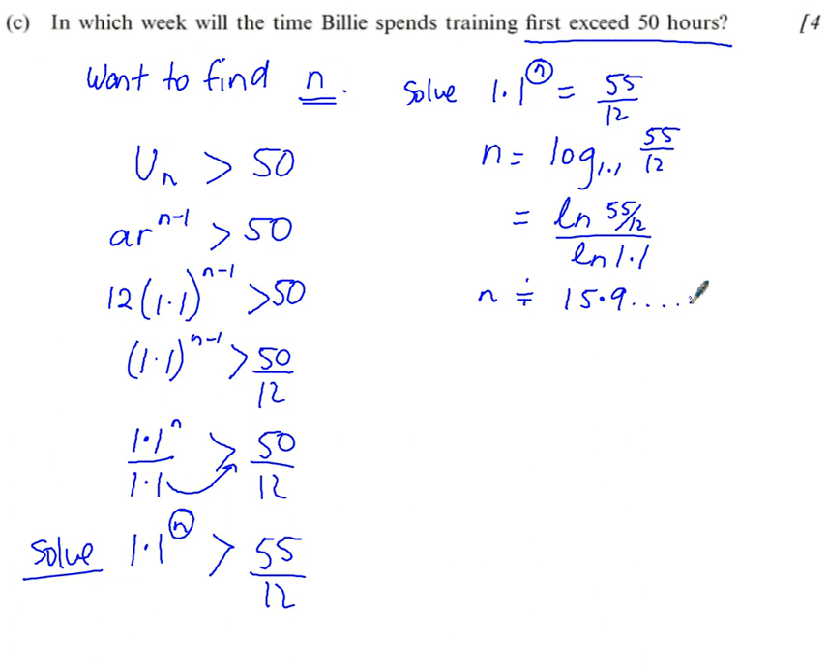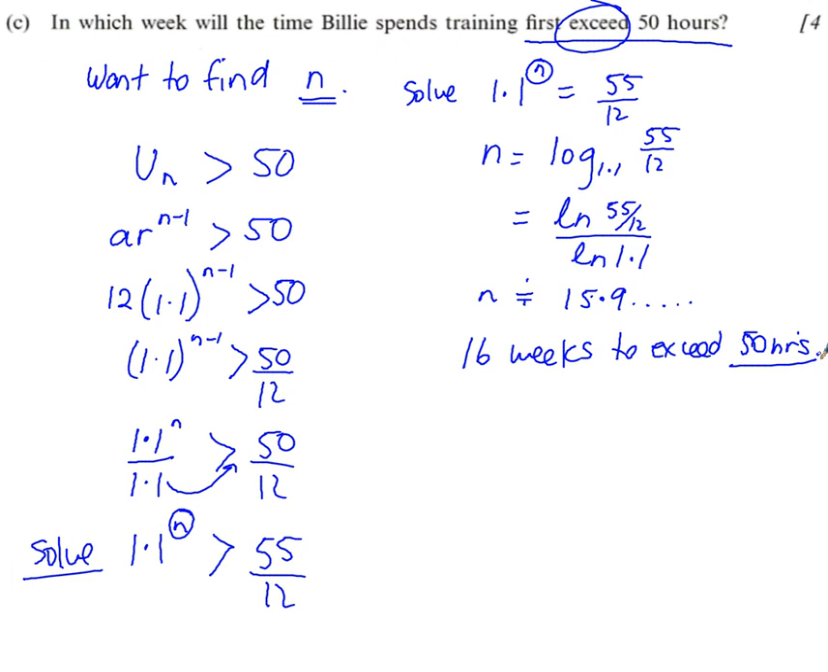So if it takes 15.9 weeks to get to 50 hours, then how many weeks does it take her to exceed the 50 hours? Would that be 15 weeks or 16? If it's 15 weeks, she's going to be under the 50 hours, so we have to go up to 16. So it'll take 16 weeks to exceed her 50 hours. Wow, that's more than a working week. Busy girl. Okay, now there is another option, of course.